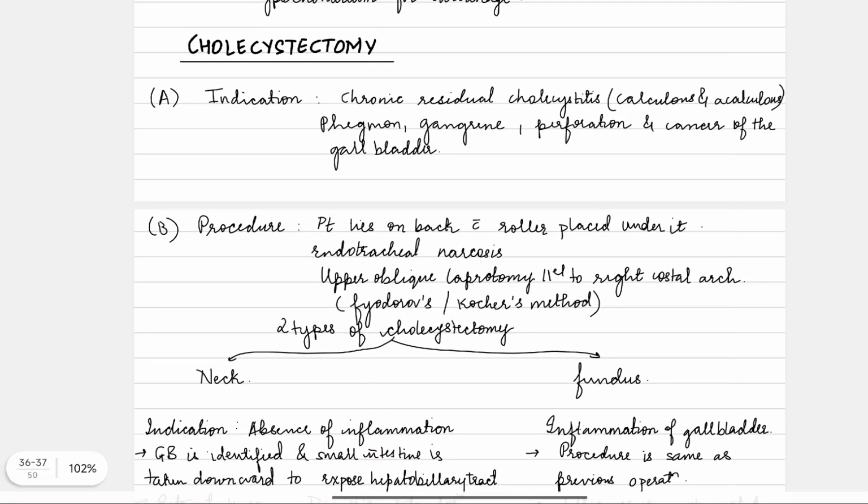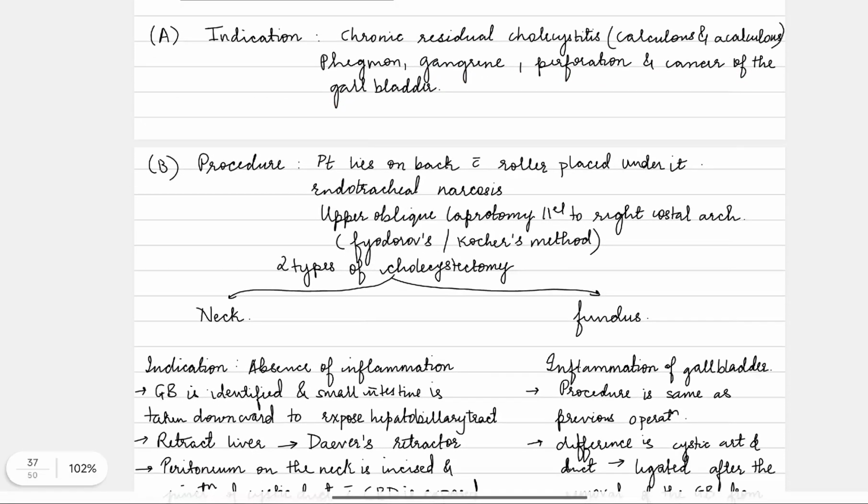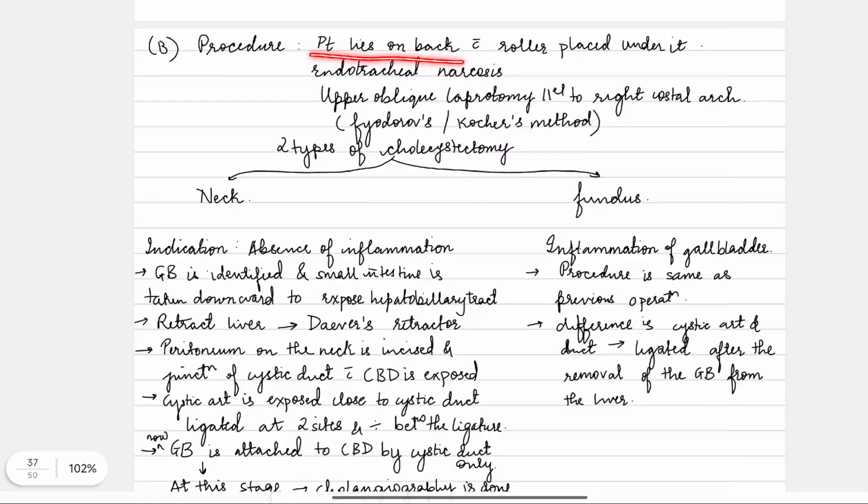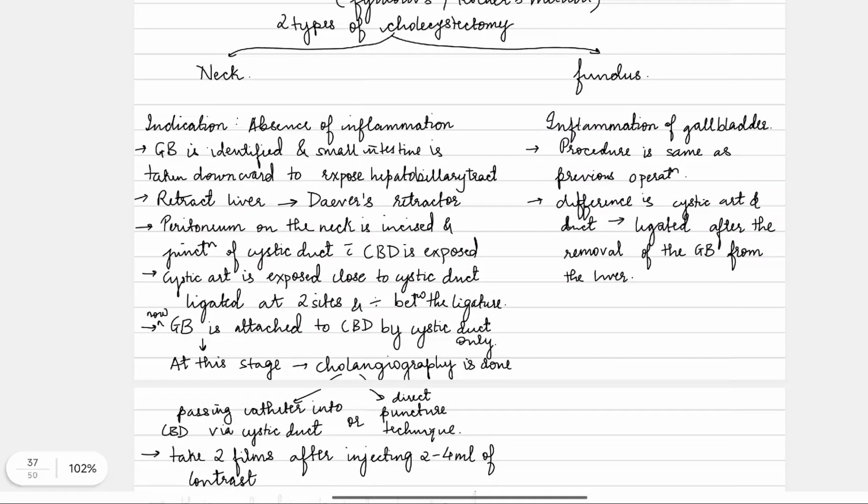Next is cholecystectomy. It is done for chronic residual cholecystitis, calculus, phlegmon, gangrene, perforation and cancer of the gallbladder. Patient lies on the back with a roller placed under it. Endotracheal narcosis is given. Upper oblique laparotomy parallel to the right costal arc, or Fyodorov's or Kocher's method. There are two types, neck and fundus.